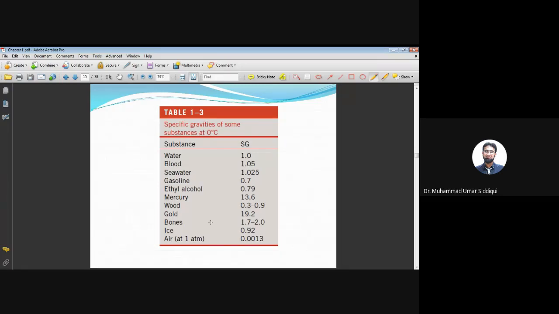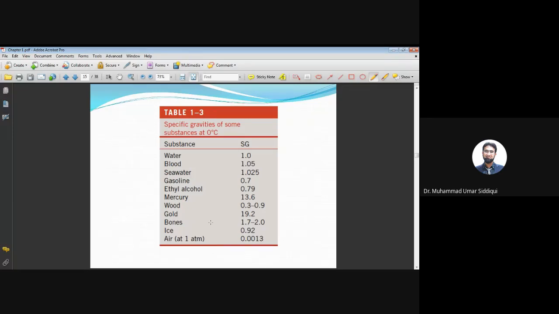Why do you think ice is lighter than water? Sir, because particles are tightly packed. I didn't get the right answer. Anybody who can tell why ice is lighter than water? The molecules of water expand when frozen. Yes, basically there is an anomalous behavior of water, that water expands. So molecules get far away from each other, not tightly packed. And so the ice has more volume compared to the volume of the water, so its density becomes less, so specific gravity will be less. Air has a specific gravity 0.0013, of course.